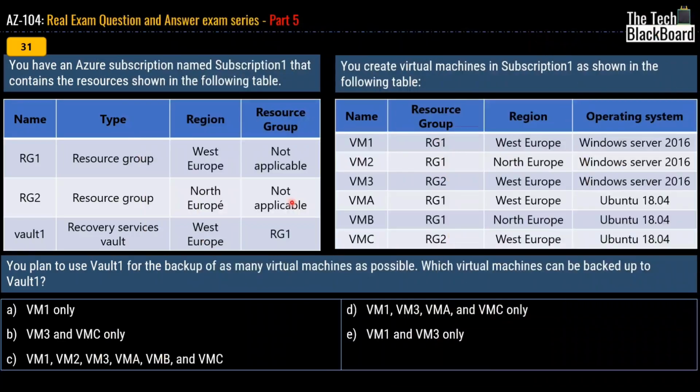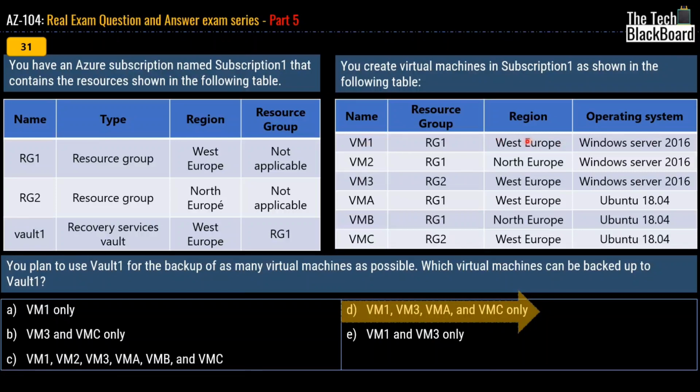Now from the Microsoft documentation, it's already clear that both Windows and Linux based machines can be backed up using Azure Recovery Services Vault. So what is the correct answer? The correct answer for this question is VM1, VM3, VMA and VMC. Now let's understand why this is the correct answer. You can see here that VM1, VM3, VMA and VMC, all of these virtual machines reside in West Europe.